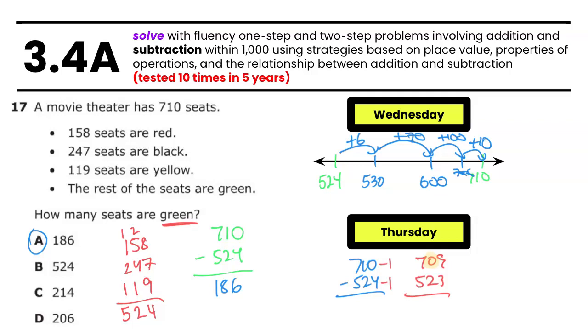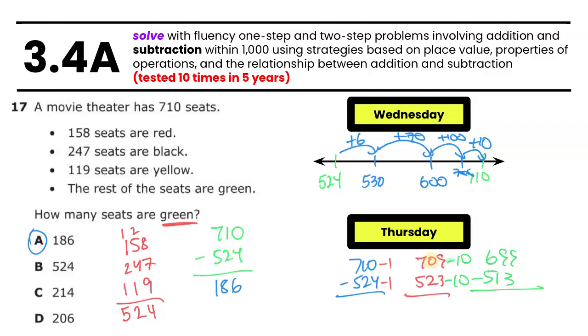And so what we can try then is to keep subtracting until we don't have a 0 in one of those places. And so what I notice is that if I subtract 10 more, that's going to get me away from having that 0 in the tens place. And 709 minus 10 would be 699. And then 523 minus 10 would be 513.